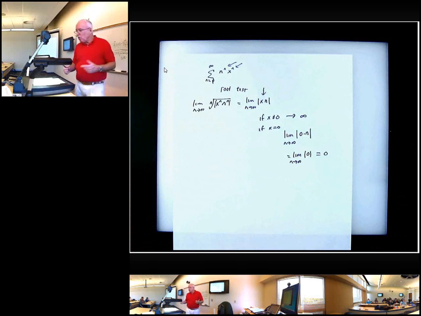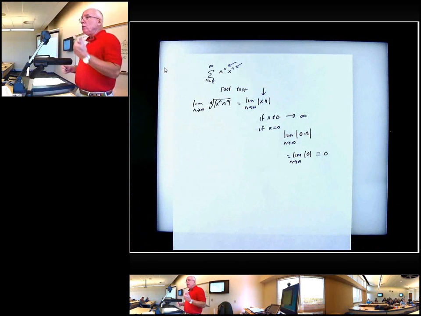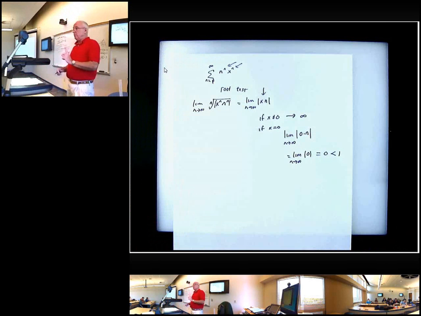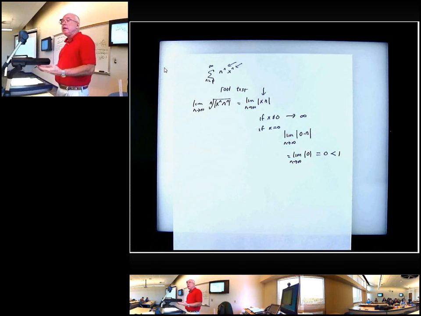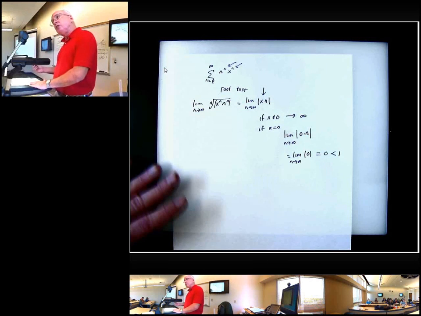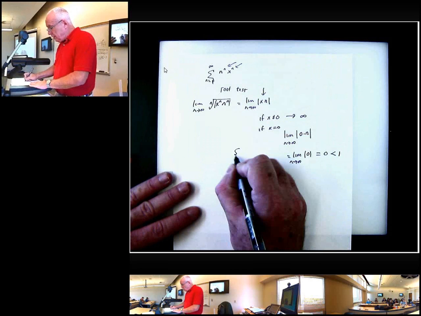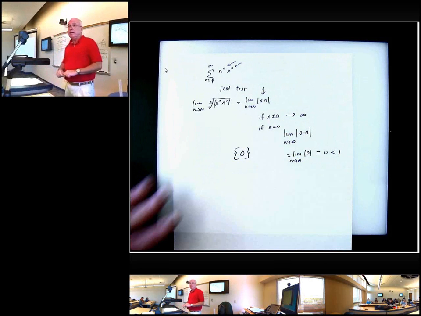So therefore, the key here is only when x is equal to 0 do we have a limit that's less than 1. So what's the only value that we have in the, shall we say, the domain or interval of convergence for this function? 0. Just 0. Plain old one number 0. And that's it.